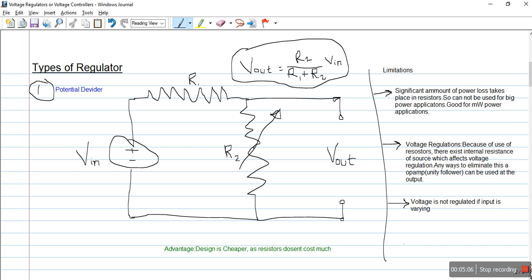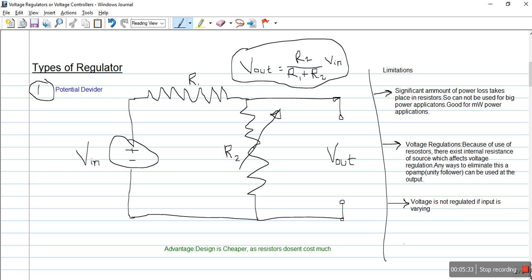So in this case, you can vary your output voltage if you have a fixed input voltage, but you can't go V out more than V in. The maximum output voltage you can have is equal to the input voltage. Let's say you are giving here 10 volts, and you can get here maximum 10 volts. You can't get 12 volts if you are giving 10 volts.